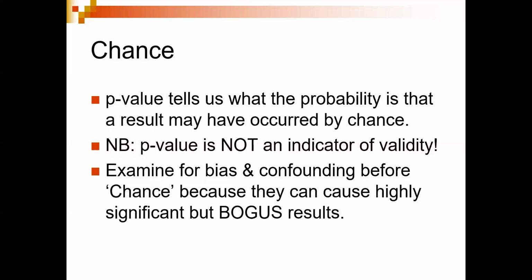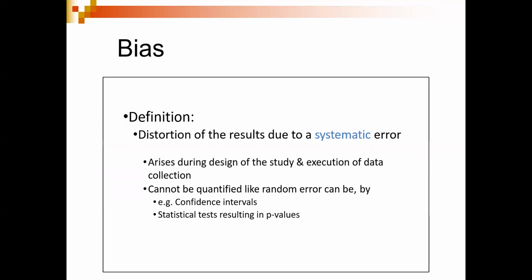So before you really think that a result might have occurred because of chance, it is very critical to first look into the issues of bias and confounding. So we'll not discuss much about p-values and chance, but we'll discuss a bit on bias and confounding. So we start with bias.